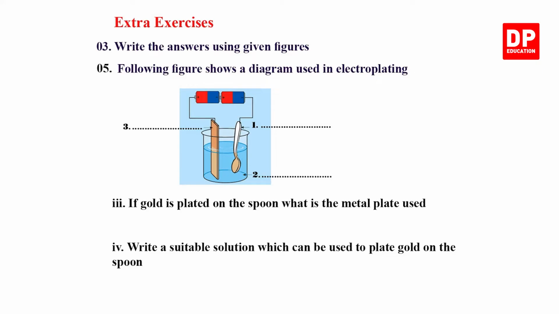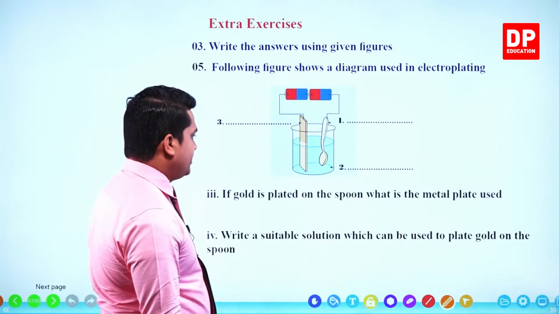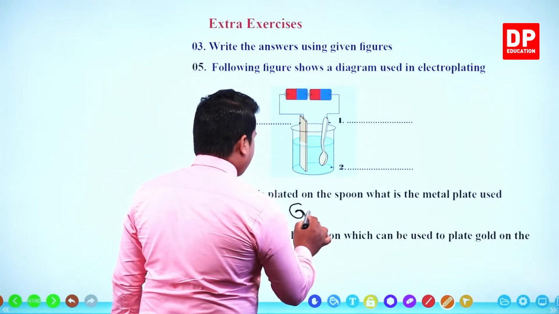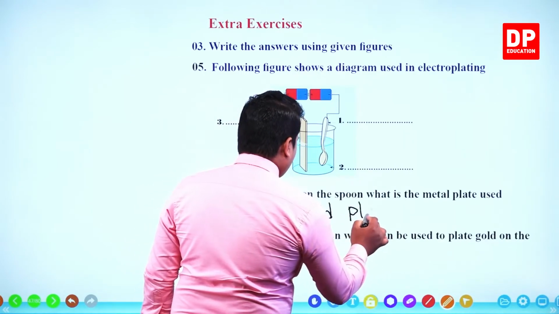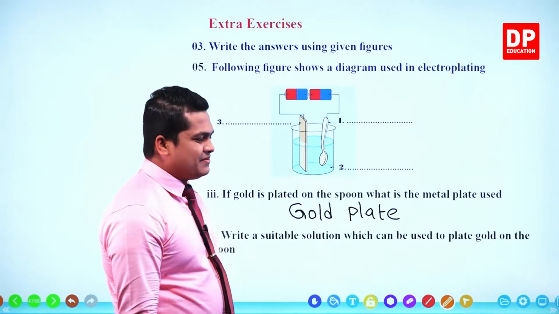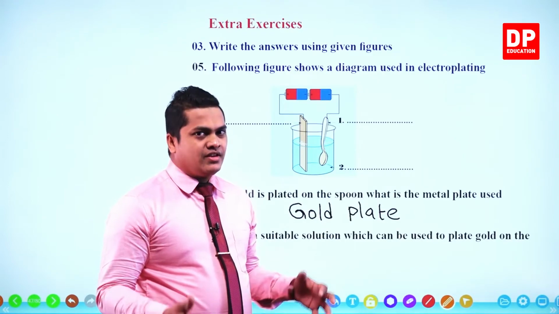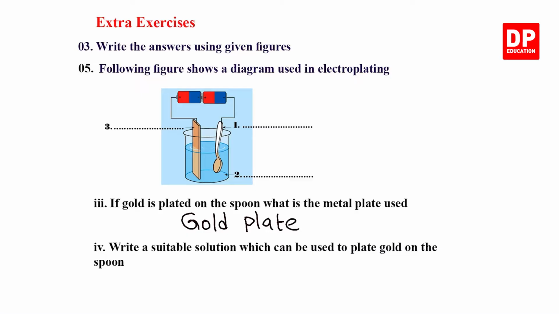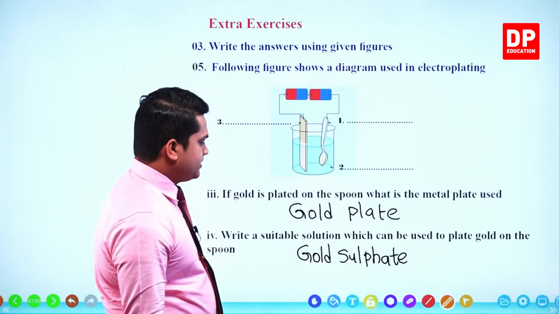If gold is plated on the spoon, what is the metal plate used? So if it is gold, then we have to use a gold plate. Write a suitable solution which can be used to plate gold on the spoon. It's really simple, my dear children. If it is gold, then we have to use gold sulfate.